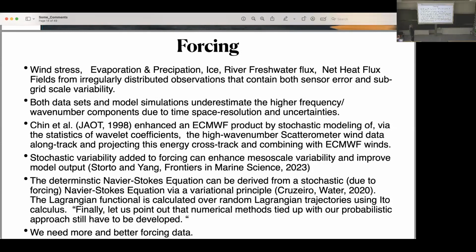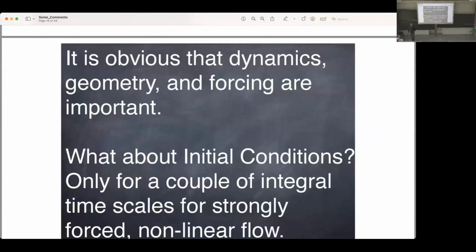And if somebody asked me about forcing with respect to ocean models, what would be my recommendation? It's simple. We need more and better forcing data. Stochastic models could help, but things will only get much better with much better data sets. And luckily, the Europeans, us, everybody's putting satellites up to help with this. So it's really obvious that dynamics, geometry, and forcing are important.